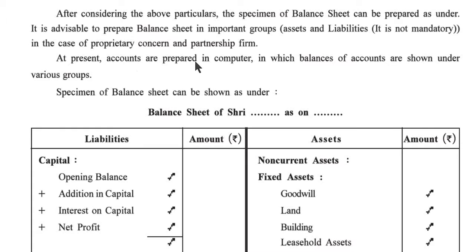At present, accounts are prepared on computer, in which balances of accounts are shown under various groups. The specimen of balance sheet can be shown as under. Heading: Balance Sheet of Shri, here we have to write a name. As on, here we have to write the last date of the year, 31st March or 31st December, whatever the accounting year is.